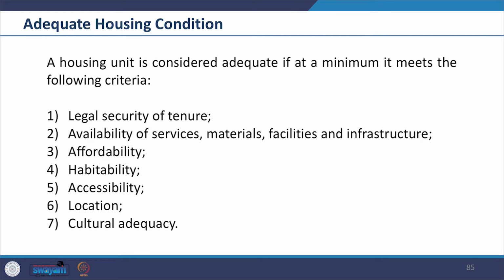Further, we see the consideration is about the location. A house is not adequate if it is cut off from employment opportunities, healthcare services, schools, child care centers and other social facilities, or if located in dangerous or polluted sites or in immediate proximity to a pollution source. So then also it would not be considered adequate. Lastly, we see cultural adequacy, as housing is not adequate if it does not respect and take into account the expression of cultural identity and ways of life. So these were how we judge whether the housing is adequate or not.